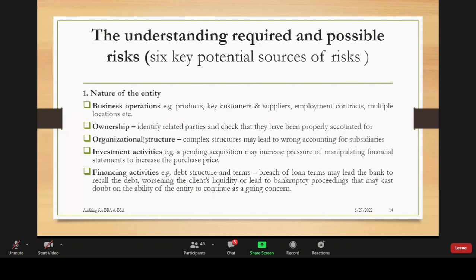Investment activities: if a company is in the process of being taken over, the owners of the business who are selling it will be forced to overstate the value of that business, because then they will get more money from the sale. Then financing activities. For example, if you find that your client has been defaulting on their installments to the extent that the lenders are even considering recalling the debt or attaching property.